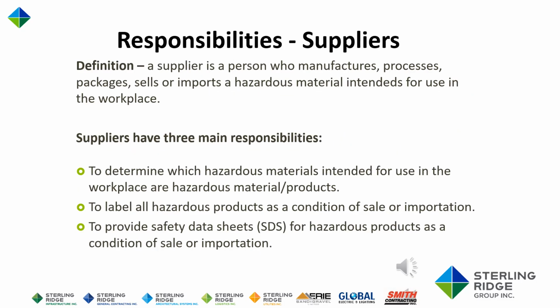Responsibilities. Suppliers. Definition. A supplier is a person who manufactures, processes, packages, sells, or imports a hazardous material intended for use in the workplace. Suppliers have three main responsibilities: to determine which hazardous materials intended for use in the workplace are hazardous products, to label all hazardous products as a condition of sale or importation, to provide safety data sheets, SDS, for hazardous products as a condition of sale or importation.